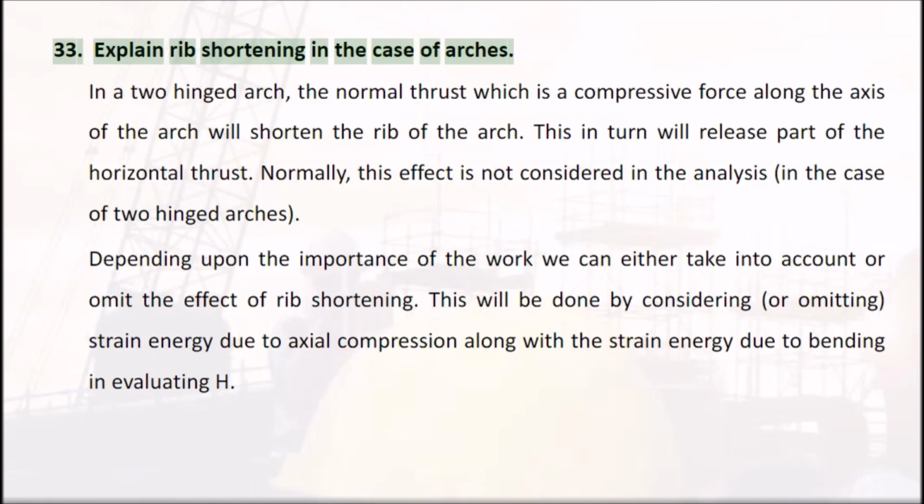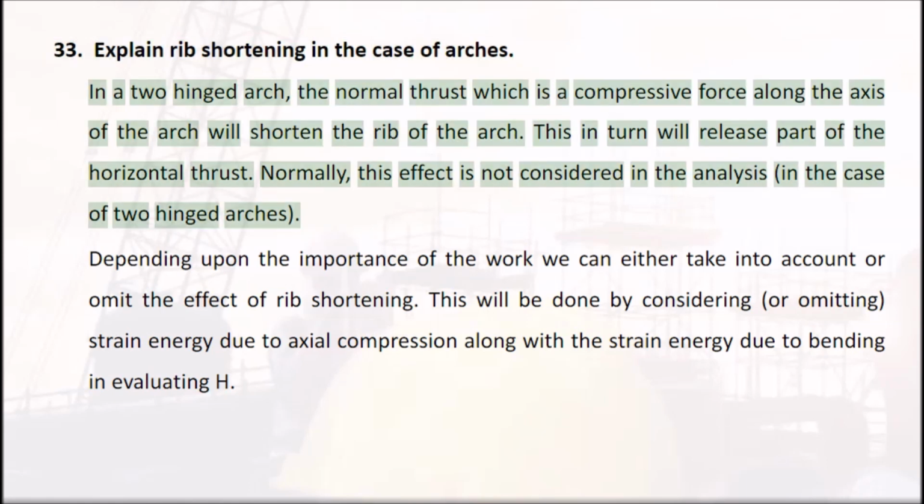Explain rib shortening in the case of arches. In a 2-hinged arch, the normal thrust, which is a compressive force along the axis of the arch, will shorten the rib of the arch. This in turn will release part of the horizontal thrust. Normally, this effect is not considered in the analysis in the case of two hinged arches.